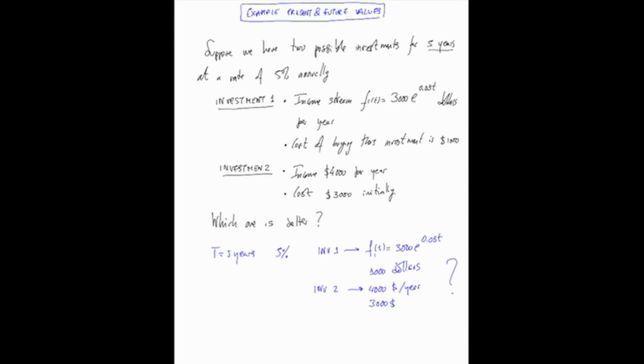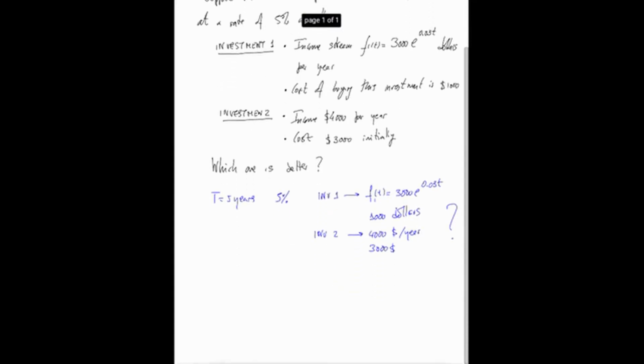To decide on that, because the investments are given different money over the years, what we have to do is find some kind of uniform way to value these investments. And for that, we can use either the future value, how much we'll get later, or we can use the present value. In this case, it's easier to use the present value.